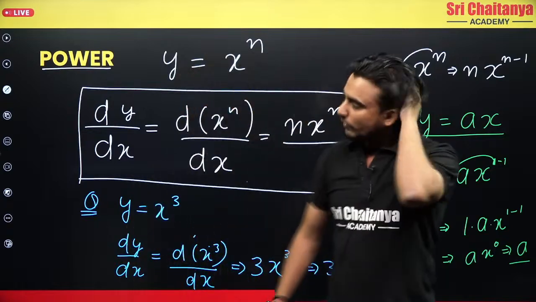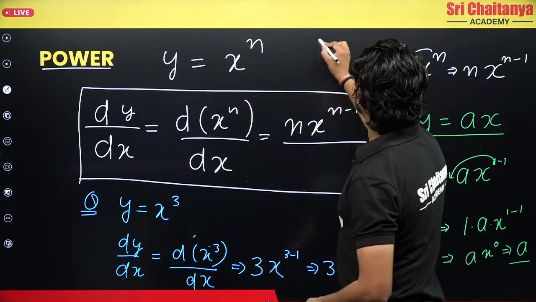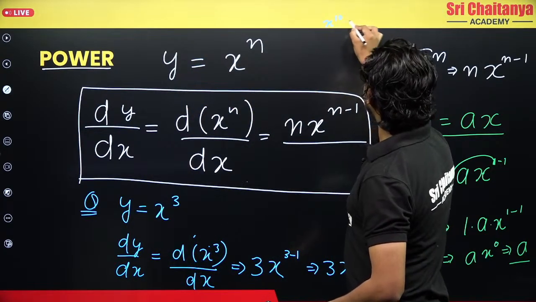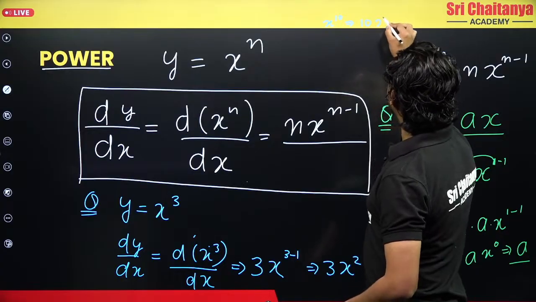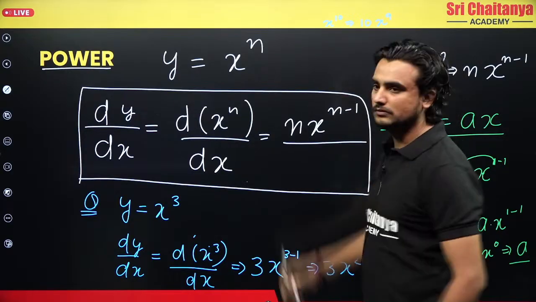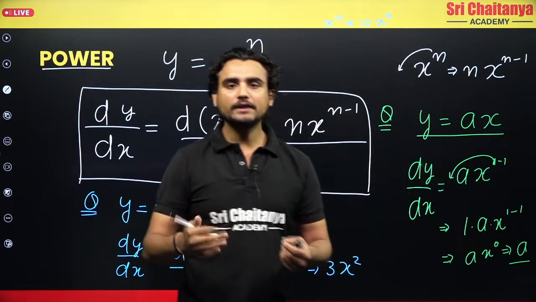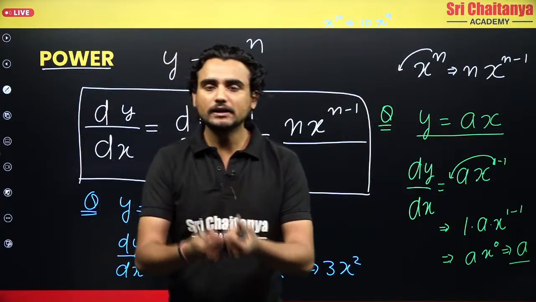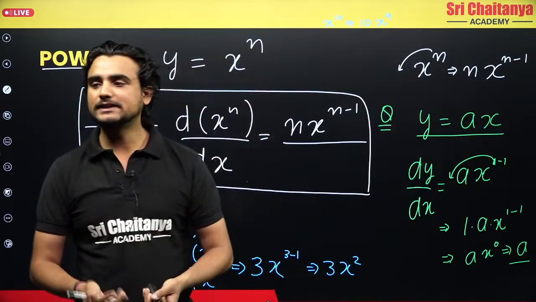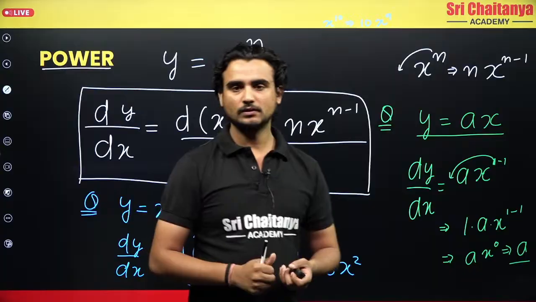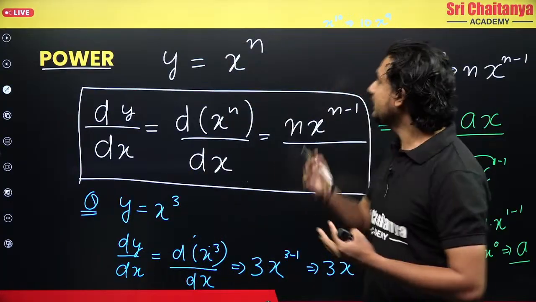Okay, so let's say now I have to find the differentiation of x power 10. So what is x power 10? 10 will come forward, x power 10 minus 1, 9. So eventually what will happen, if you keep on remembering the formula and if you keep on practicing, it will become very easy, sir. Okay, clear?